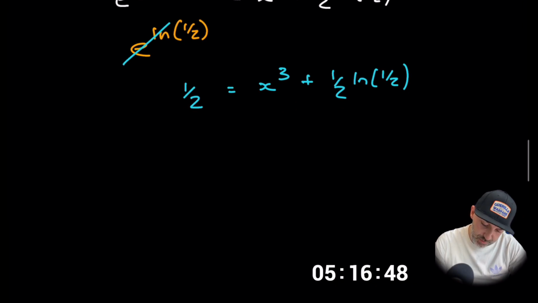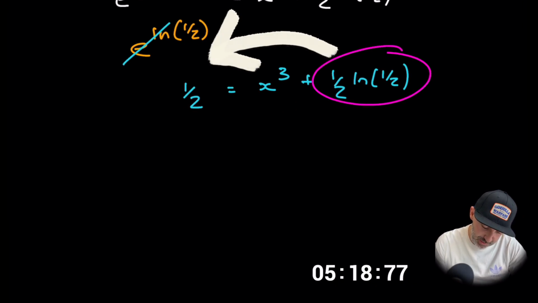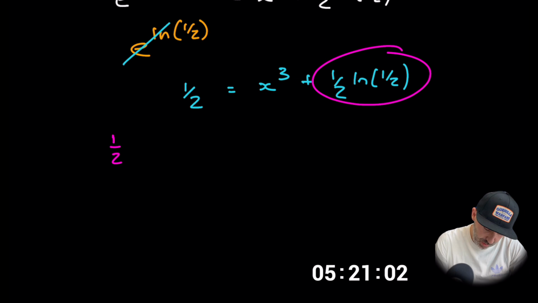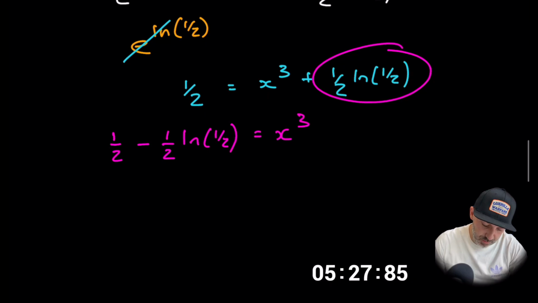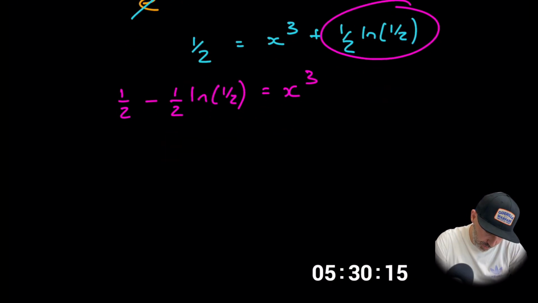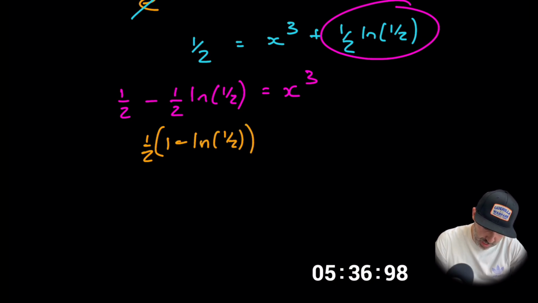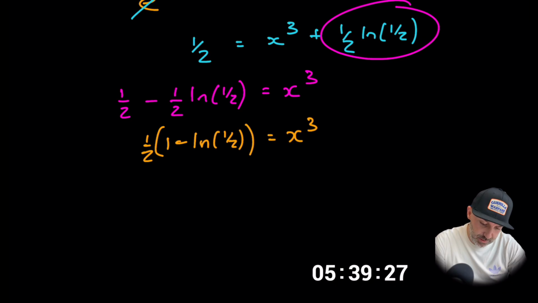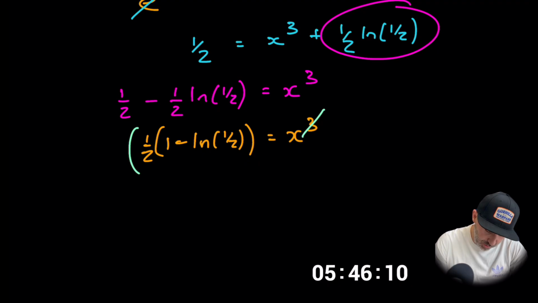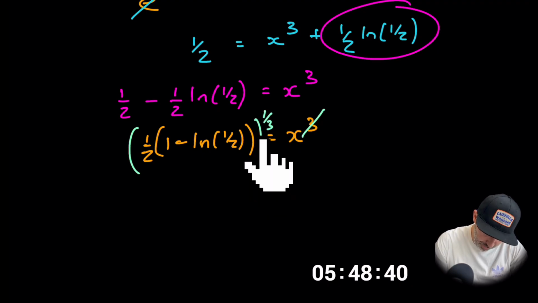We're going to move this expression here to the left. So now we have a half minus a half natural log half is equal to x cubed. Now we're going to cube root both sides. But before I do that, I'll just take out a factor of a half here, so that is 1 minus natural log half is equal to x cubed. And I will take the cube root of both sides. So when I take the cube root of the right-hand side, that will cancel with the cube. But when I take the cube root of the left-hand side, that will be to the power of 1/3.